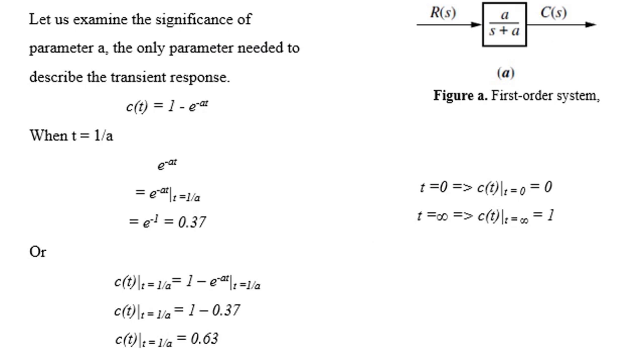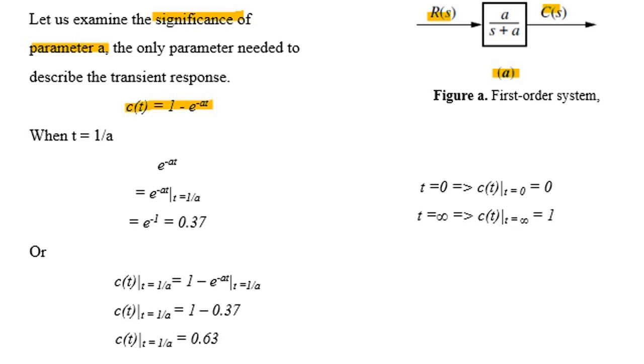Students, now we will discuss significance of parameter a from transfer function of first order system. For the first order system given in the figure A, step input is applied and output in time response is equal to 1 minus e power minus at.